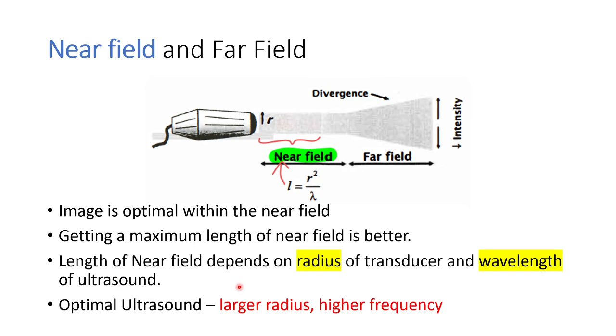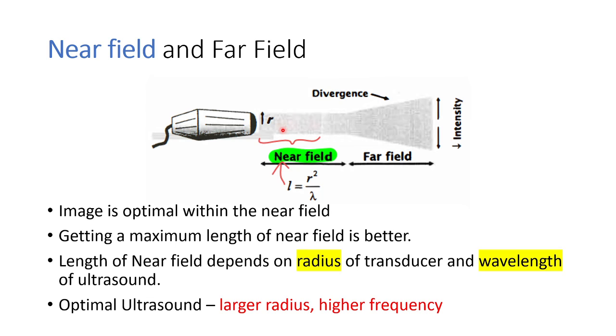So, coming to the concept of near field and far field. When we keep a probe on the patient's chest wall, there is a near field, after which the ultrasound beams diverge. From the point of divergence, that is the far field, and where the beam is straight is the near field. Image quality is very optimal when we scan in the near field. So the ideal is to get the maximum length of this near field. That is better. A smaller length is not that good.